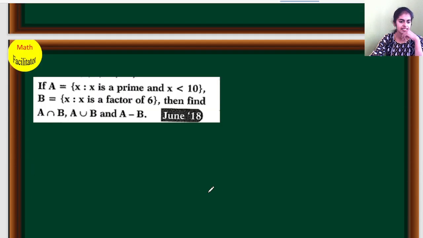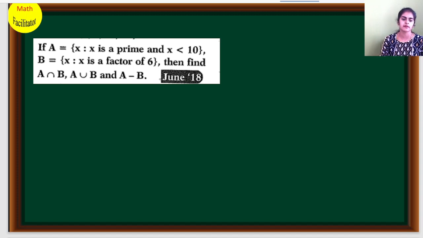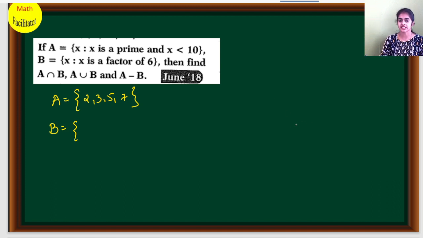Next question. X is a prime number and X is less than 10. Okay, A contains all the elements x such that x is a prime number less than 10. So 2, 3, 5, 7, 11. 11 is greater than 10, so you will not take that. Only till 7 you will take. Now x is a factor of 6. So factors of 6 are 1 into 6, 2 into 3, 3 into 2, 6 into 1. So it is nothing but 1, 2, 3 and 6.